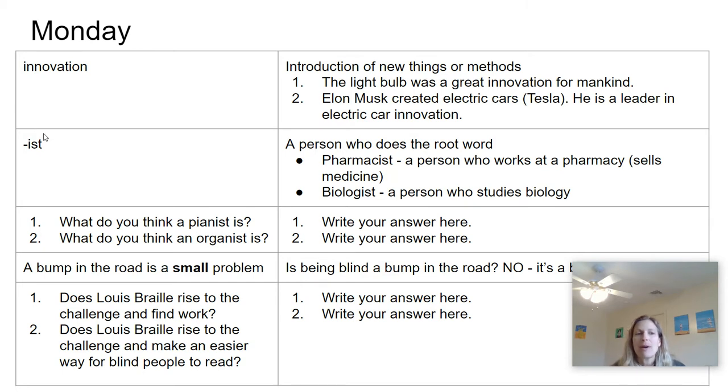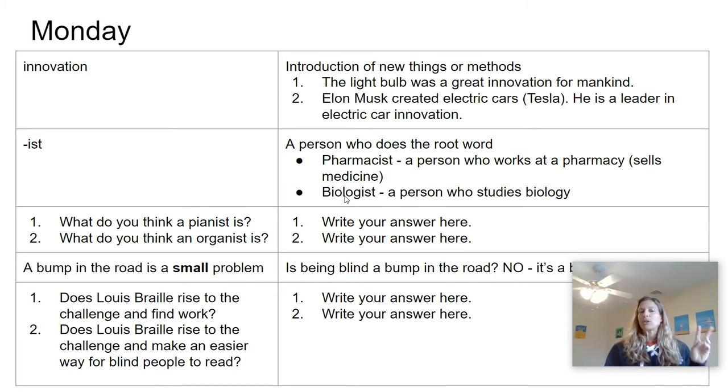The next thing that we're going to talk about is the suffix ist. Some of you, when we were still in the classroom, we talked about words like ist or suffix. It's the ending of a word. Words that end with ist, that ist at the end means that it's a person who does whatever the root word is. So when we see a word like pharmacist, the ist is the suffix and the pharma part is the root word. And so it means a person who works at a pharmacy or a person who sells medicine. A biologist is a person who studies biology.